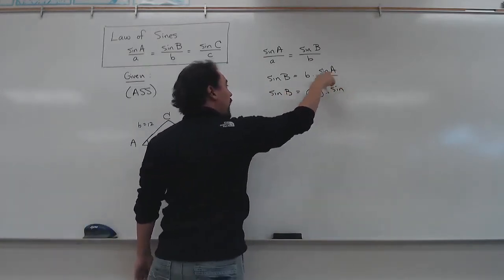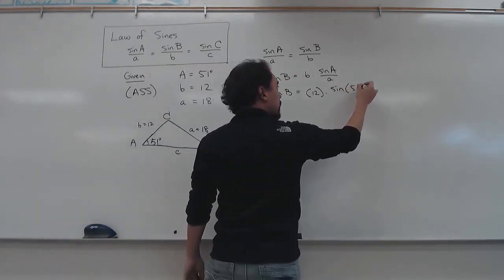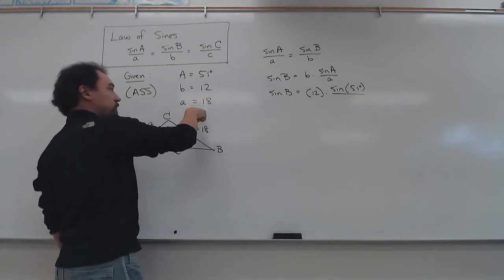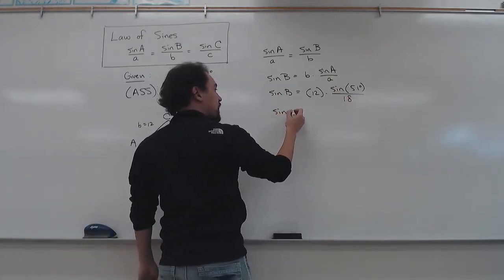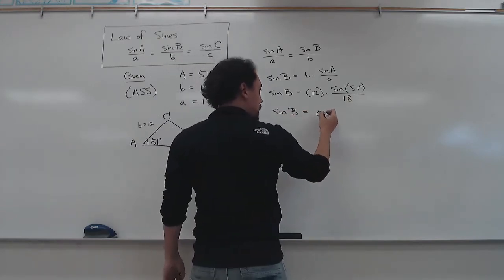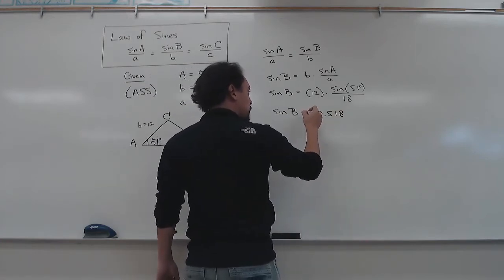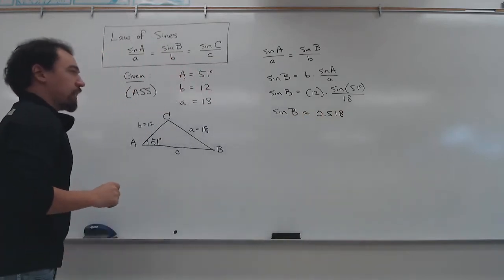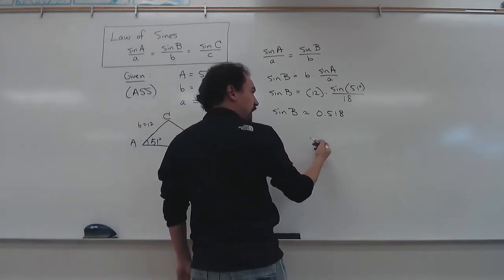Angle A was given in the problem to be 51 degrees, and lowercase a was given to be 18. So we punch this into the calculator, and we end up with sine of angle B is approximately equal to 0.518. Once again, we remember that the sine of an angle, which equals the y-coordinate, can have multiple solutions.